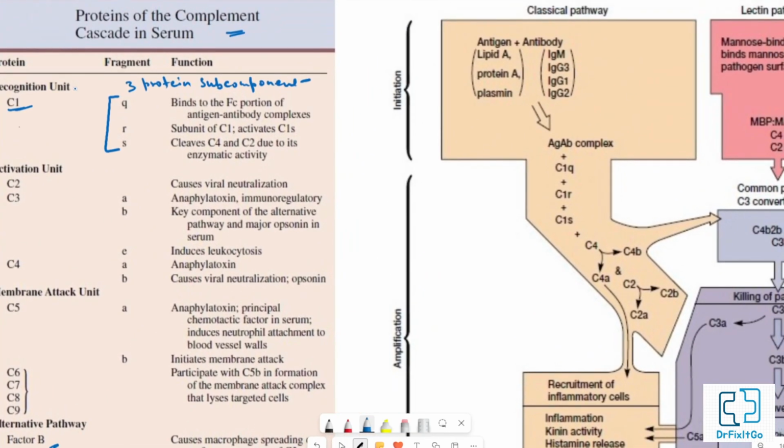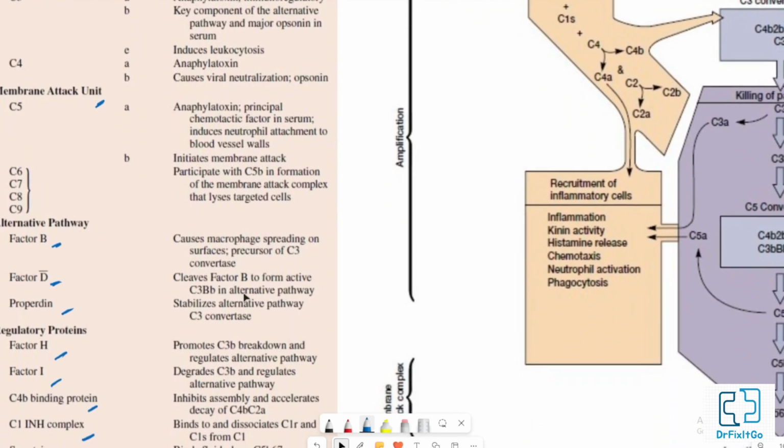The first unit is the recognition unit, which has C1, and then the activation unit, that is C2, C3, C4 and C5. C6, 7, 8, 9 is the membrane attack unit, and some factors that go into the alternative pathway are factor B, factor D and properdin.